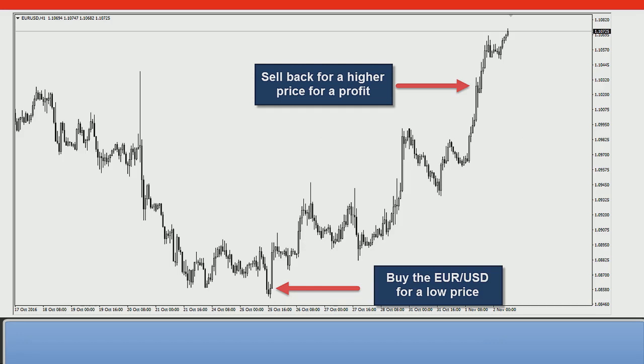So here is now a chart example. You can see Euro/USD. The first arrow marks a very low price on the Euro/USD, and here the trader can buy the price. And if we now look a little bit to the right, you can see that that price has gone up, and he can sell the Euro/USD back later for a higher price and so make a profit. So this would be an example of how to make a profit when price goes up in Forex.